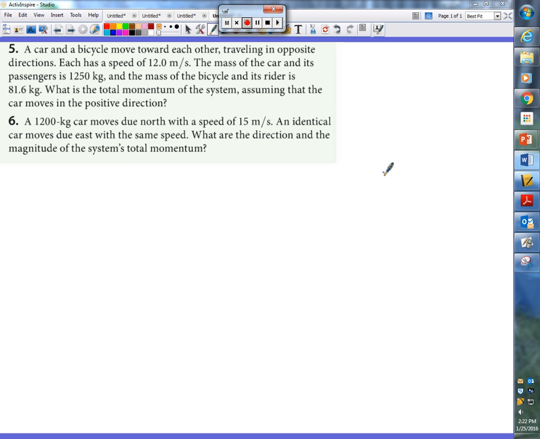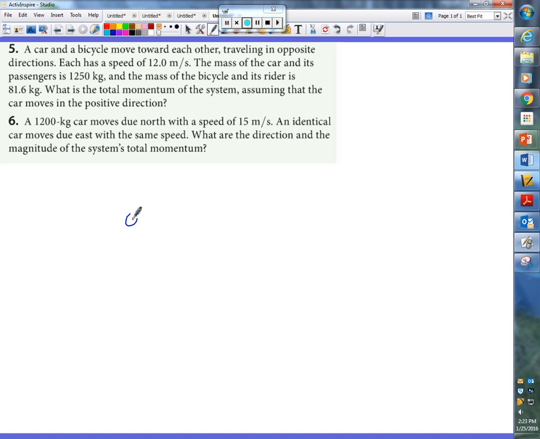Okay, number 5. It says a car and a bicycle move towards each other, traveling opposite directions. Each has a speed of 12 meters per second. Mass of the car and its passengers is 1,250 kilograms. And the mass of the bicycle and its rider is 81.6 kilograms. What is the total momentum of the system, assuming that the car moves in the positive direction?